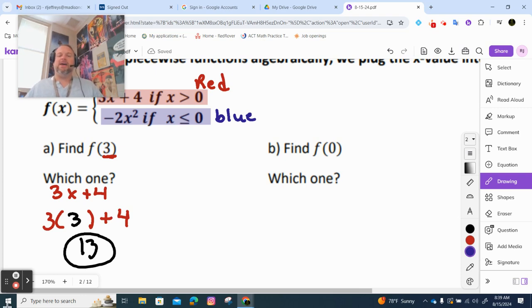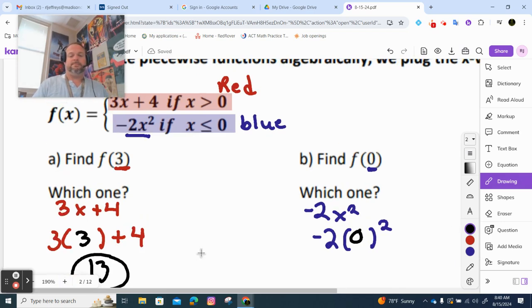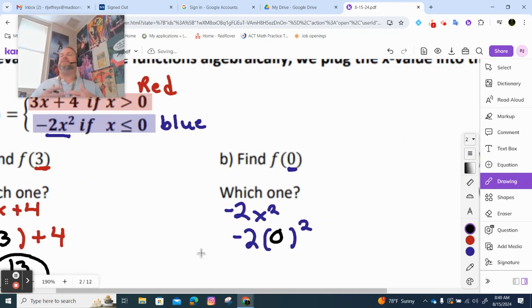All right, find f of 0. Is 0 greater than 0 or less than or equal to 0? Less than or equal to. So we're going to plug it into this one. Now, this is going to be a very easy one. We could use the calculator or not. If you have to use a calculator, I'm not going to make fun of you. But I do want you to look at the problem before we plug it into the calculator. That is 0 squared, which is 0 times 0. And then that's negative 2 times 0. So what is anything times 0?